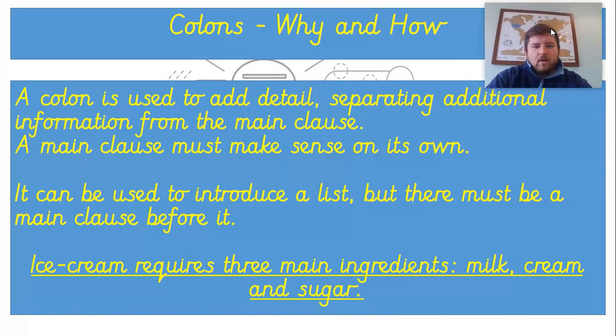So, a colon is used to add detail, separating additional information from the main clause, and a main clause must make sense on its own. A colon can be used to introduce a list, but there must be a main clause before it. Here's an example. Ice cream requires 3 main ingredients. That makes sense on its own. The additional information is then following the colon: milk, cream, and sugar.